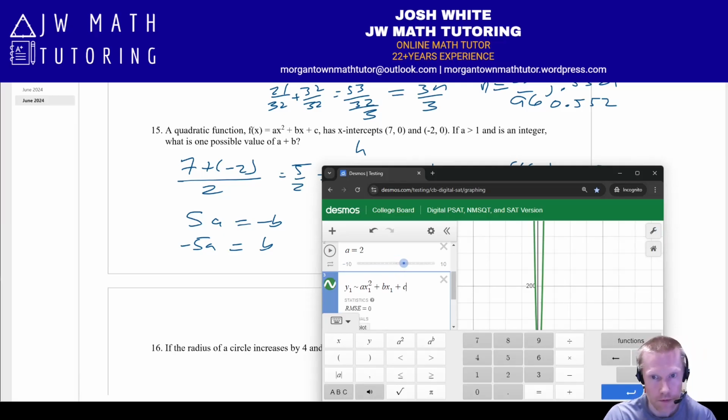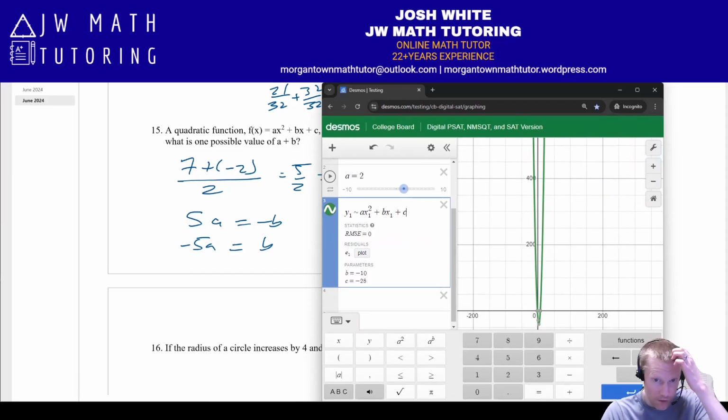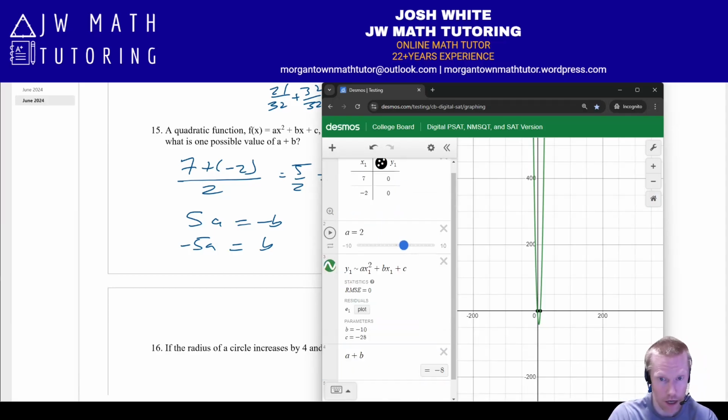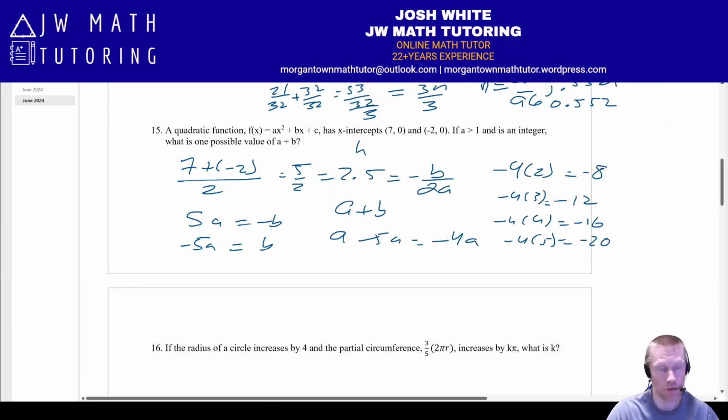There we go. Expand this a little bit. All right. So now you could do a plus b, and you get -8. And then you could say, okay, what about if a is 3? Well, then it's -12. If a is 4, -16, a is 5, -20, and so on and so forth. 6, 7, whatever. And again, you keep going until you see the one answer that is in the multiple choice answers. That's correct. So that's how you could solve this problem entirely in Desmos.